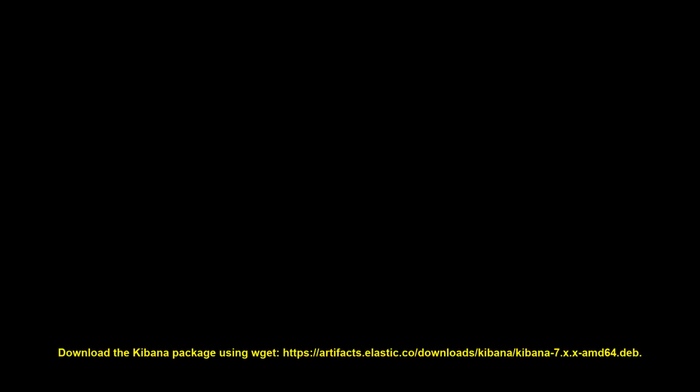Now, install Kibana. Download the Kibana package using wget https://artifacts.elastic.co/download/kibana/kibana. Install Kibana with sudo dpkg -i kibana-7.x.x-amd64.deb. Start the Kibana service using sudo systemctl start kibana. To enable it at boot, execute sudo systemctl enable kibana.